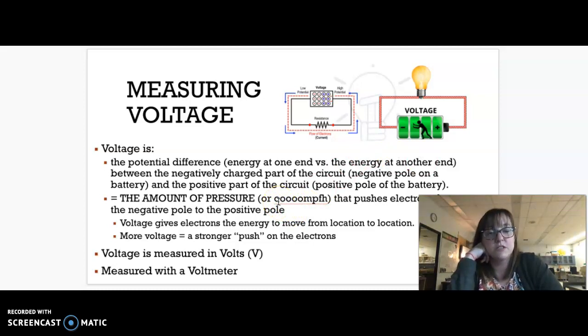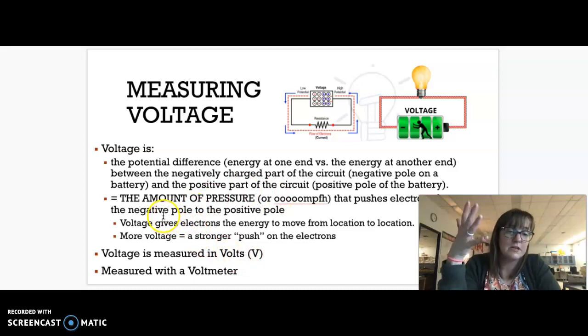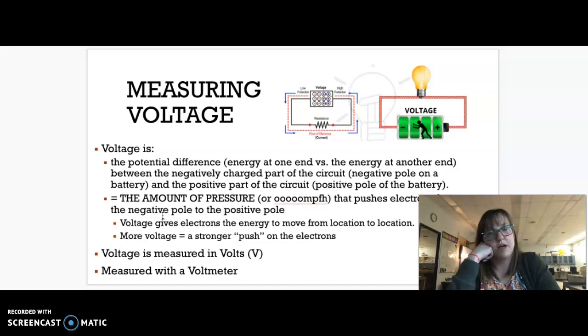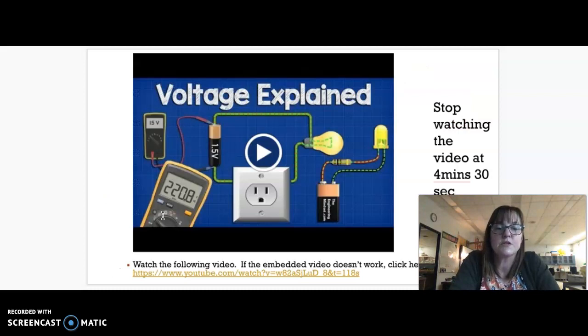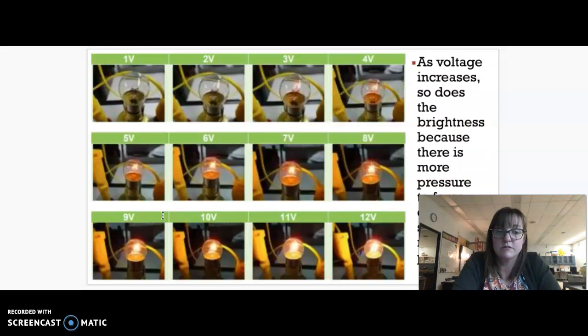So the more voltage, the more push, the more energy or strength the electrons move. This is measured in volts. This one makes sense because you've got voltage measured in volts. The letter is V, and you use a voltmeter that's also a V. And then they call it potential difference. So that's a little bit off, but it will help you remember. So here's another video to explain it to you.